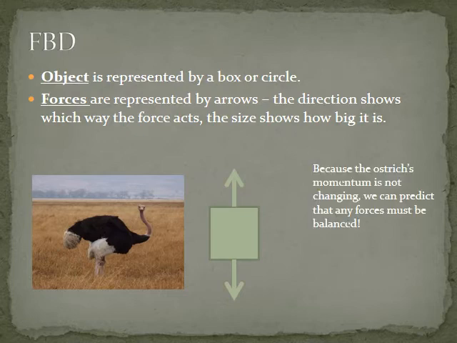Now, because this ostrich is standing at rest on the ground, we can actually make the prediction that those forces have to balance each other out. They have to be exactly the same size, because if they weren't, the momentum of the ostrich would have to be changing. In this case, sigma F and delta P are both equal to 0. No change in momentum, no unbalanced force.